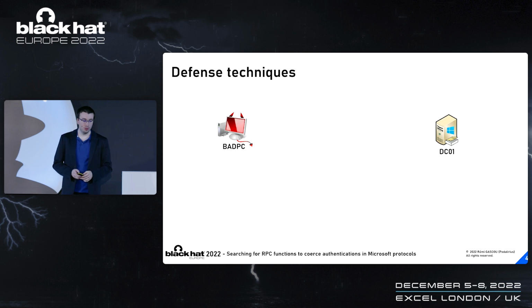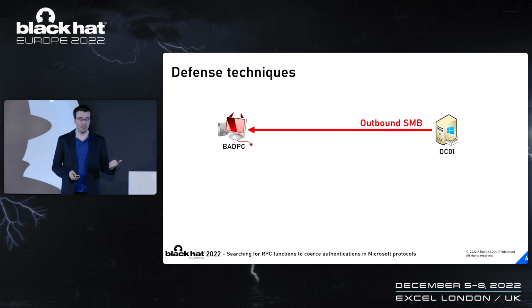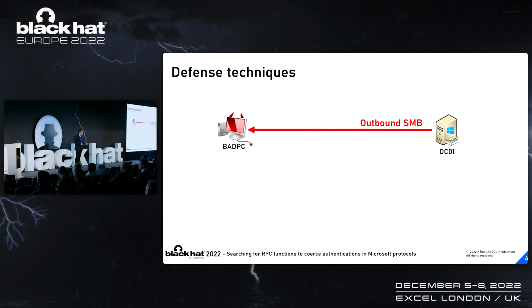So to wrap up this talk, I want to remind a few defense techniques because coerced authentications are not a vulnerability per se. They are just a way of how Windows works, and they will not be patched. So we need to prevent them from happening by adding external security to this. When we have a coerced authentication, basically the machine that is attacked will connect back to the attacker using outbound SMB and or TCP/IP or whatever connection you want.